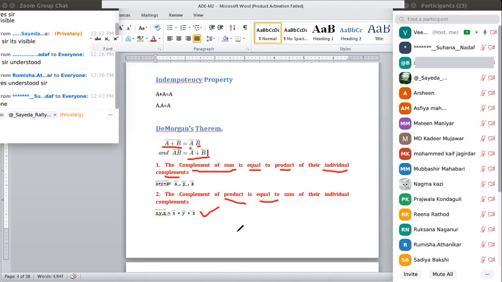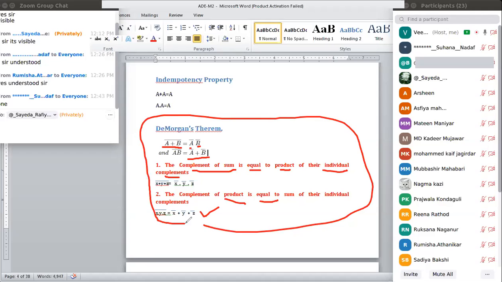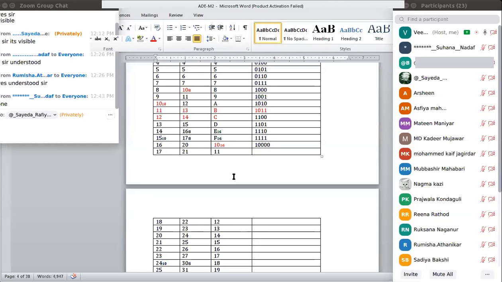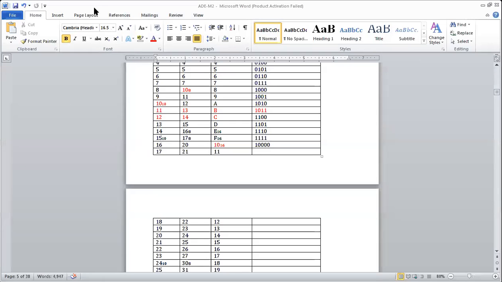So this one again we will continue in the next class, this De Morgan's theorem, and whatever things are there we will see next, and then we will go for Karnaugh map, K map solutions. So we will close the class now.